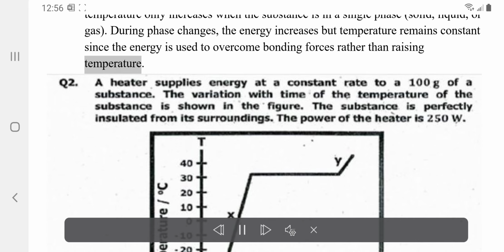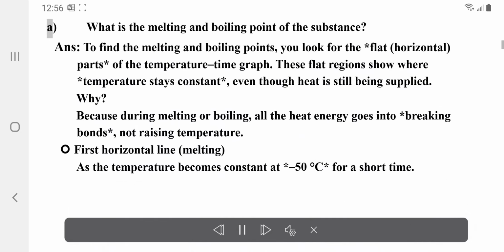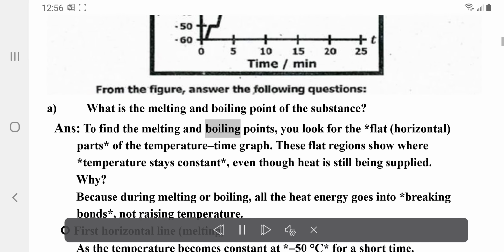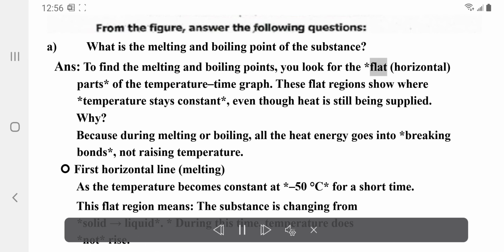than raising temperature. A. What is the melting and boiling point of the substance? Answer. To find the melting and boiling points, you look for the flat, horizontal parts of the temperature-time graph. These flat regions show where temperature stays constant, even though heat is still being supplied. Why? Because during melting or boiling, all the heat energy goes into breaking bonds, not raising temperature.